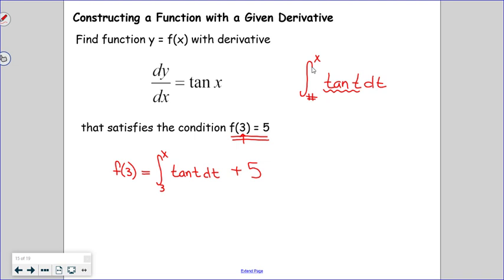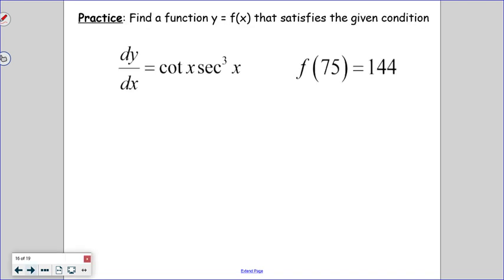Questions? See how I did that? See where the numbers went? So we create the integral. This becomes the function inside my integral. This becomes the lower bound. This is what gets added on. Try it on your own.